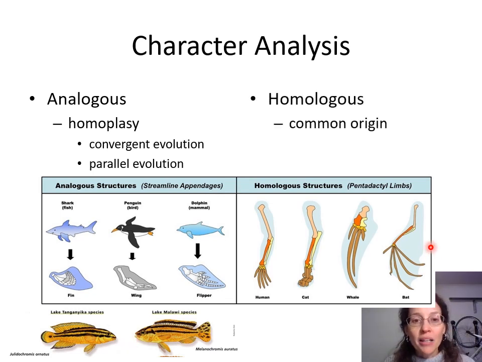We can also have homologous characters, and these actually have a common origin. So you can see this here shown in the limbs, right? You can see the bones, the orange and the yellow bones that are the same across there. So those have that common origin.